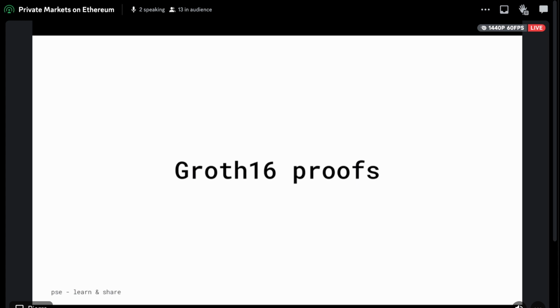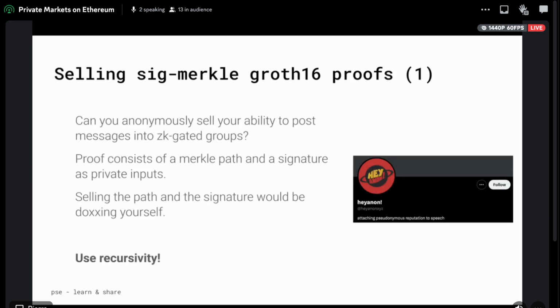Then you can also sell Groth16 proofs. And I think that's where it was very interesting to do this work. It actually did not start with Groth16 proofs. It started with some other idea. The idea that we wanted to realize in the beginning with Private Market was to allow anyone to sell their ability to post messages into a ZK-gated group.